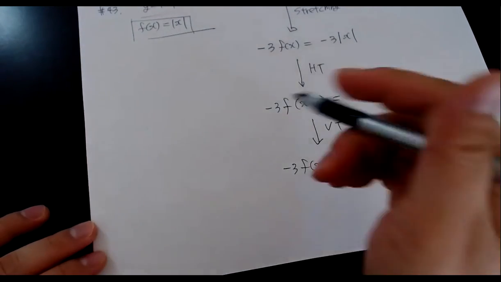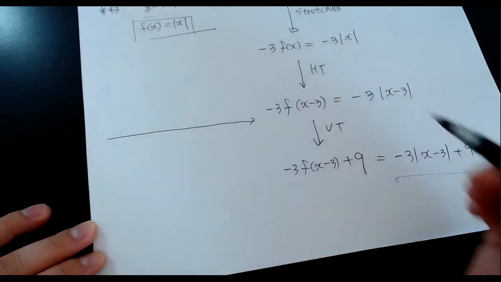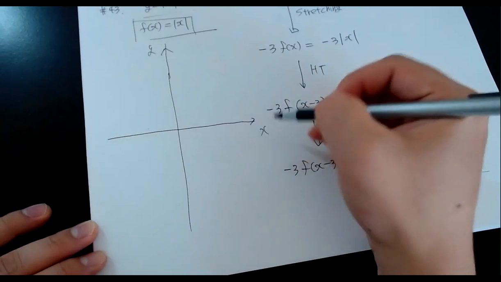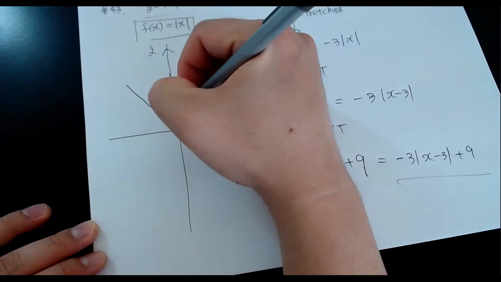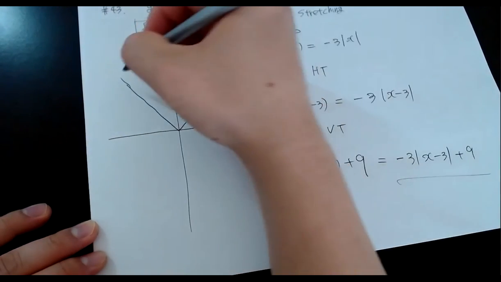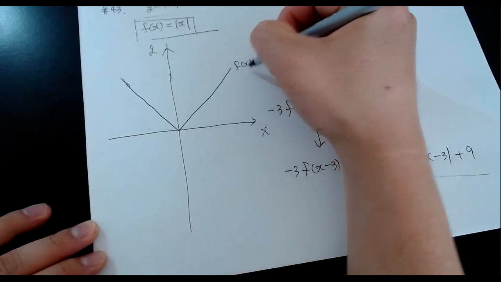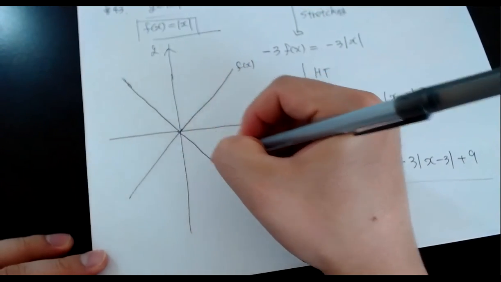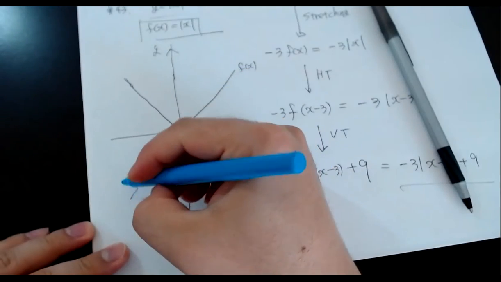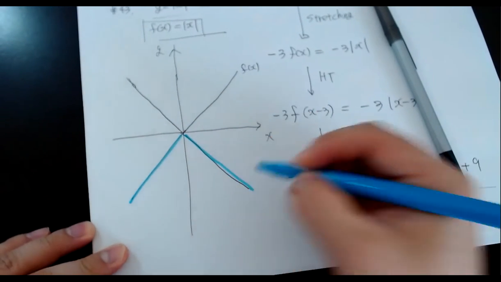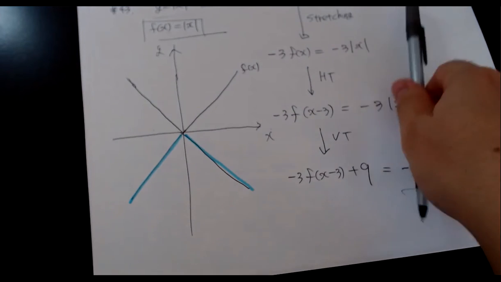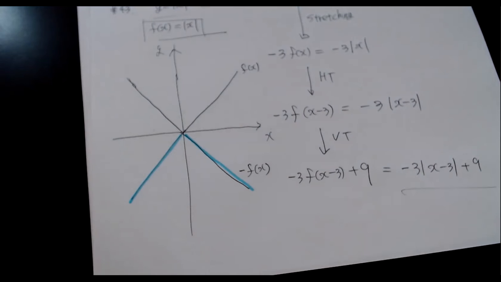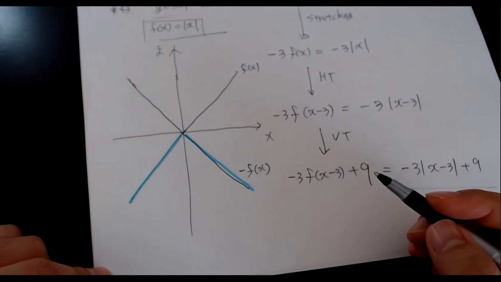I think I need, here's the y-axis, x-axis. The graph of the absolute value of x is this, right? So this is the graph of f of x. And we reflect the graph of f of x about the x-axis. So we got this. Right, this is the graph of negative f of x. Okay. And then we stretch it by a factor of 3. Right. Then we got this.